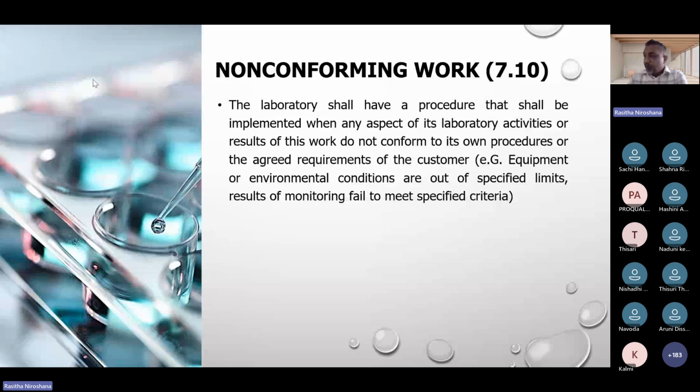For example, equipment or environment conditions out of the specified limit, results of monitoring fail to meet specified criteria. Say, for example, now you need to run the microbiological lab, and then you identify the laminar flow, or maybe the temperature condition, is not maintaining. And then, of course, your results will be out.